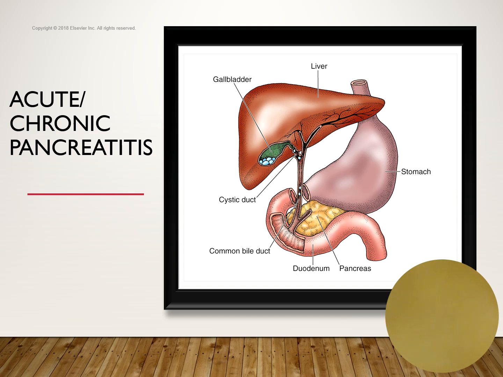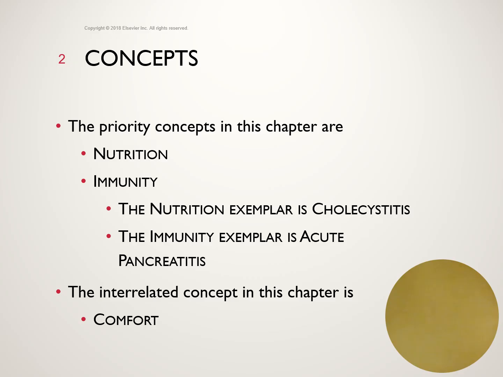Acute or chronic pancreatitis. This is dealing with the exemplar of digestion. The priority concepts in this chapter are nutrition and immunity. The nutrition exemplar is cholecystitis. The immunity exemplar is acute pancreatitis. And an interrelated concept is comfort.